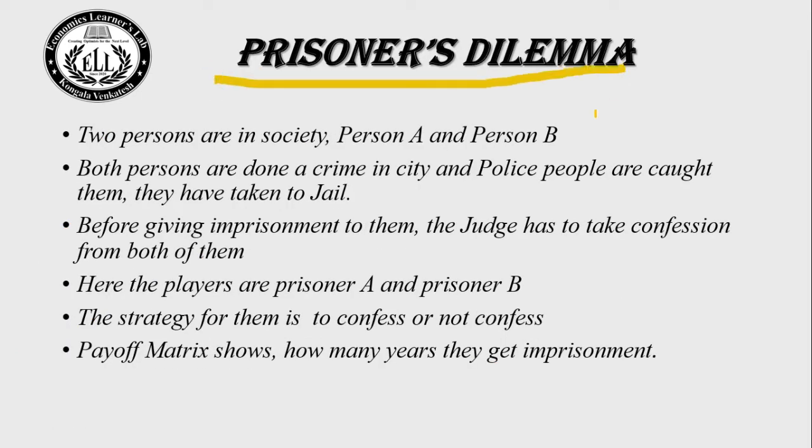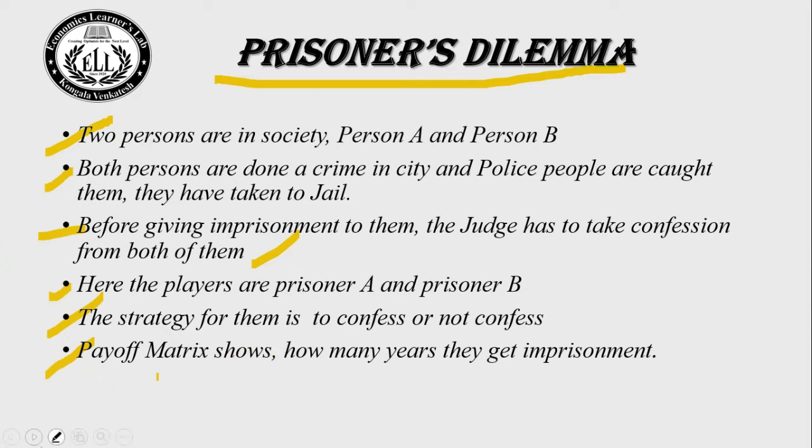The prisoner's dilemma. The prisoner's dilemma shows that if the two parties are not cooperating among themselves, how the two parties will reach the equilibrium. Let us see the explanation of the prisoner's dilemma. Two persons are in a society, person A and person B. Both persons committed a crime in the city and the police caught them. They have been taken to jail. Before giving imprisonment to them, the judge has to take a confession from both of them. Here in this situation, the players are prisoner A and prisoner B. The strategy for them is to confess or not confess. Our payoff matrix shows how many years of imprisonment they get.